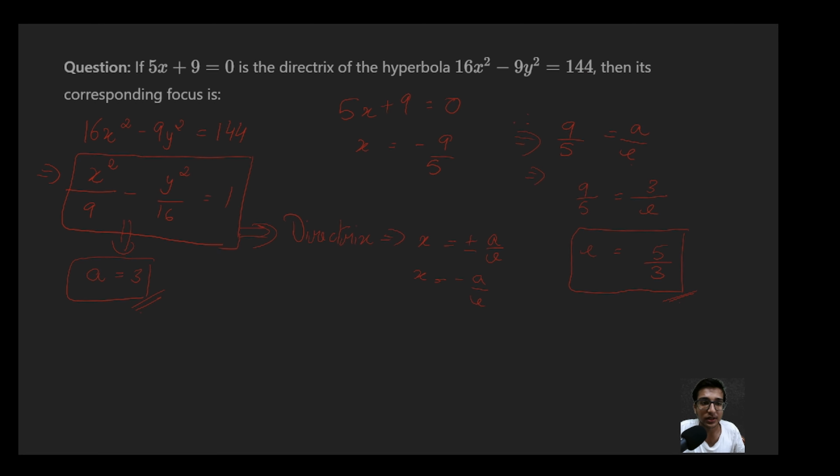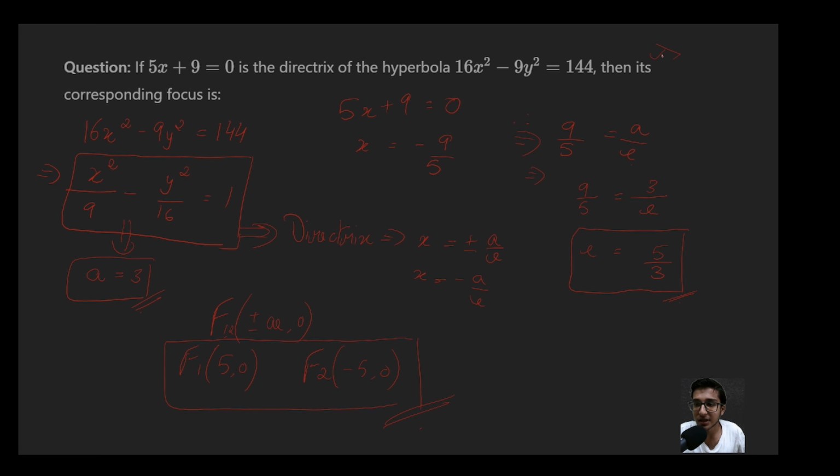Now they have asked us what is the corresponding focus. So the focus of a standard hyperbola is written as plus minus ae comma 0 for f1 and f2. So what would our focus become? f1 would become a into e, which would become 5 comma 0, and f2 would become minus 5 comma 0. So this is our answer. Now in this question there was a catch that was given. This was our answer, the question is complete.